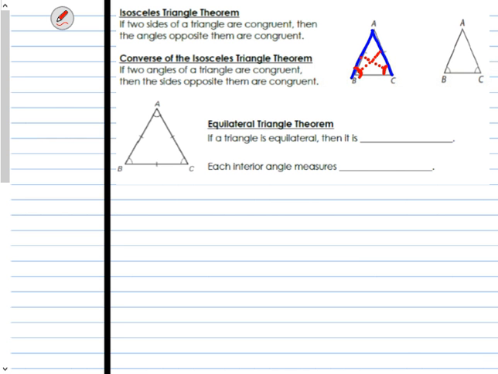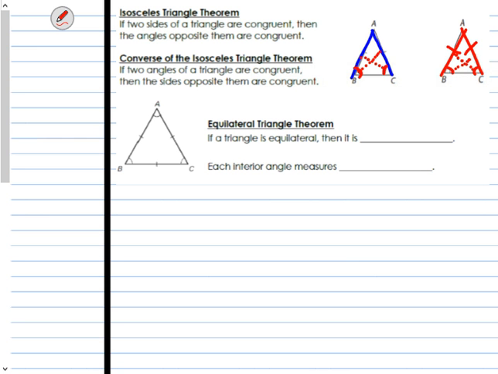The converse of that is, if two angles are congruent, then the sides opposite those are congruent. So angle B is congruent to angle C. That means AC, which is the side across from angle B, and AB, which is the side across from angle C, are also congruent to each other. So in an isosceles triangle, you're going to have two congruent sides, which means you have two congruent angles. Or if you have two congruent angles, you have two congruent sides.